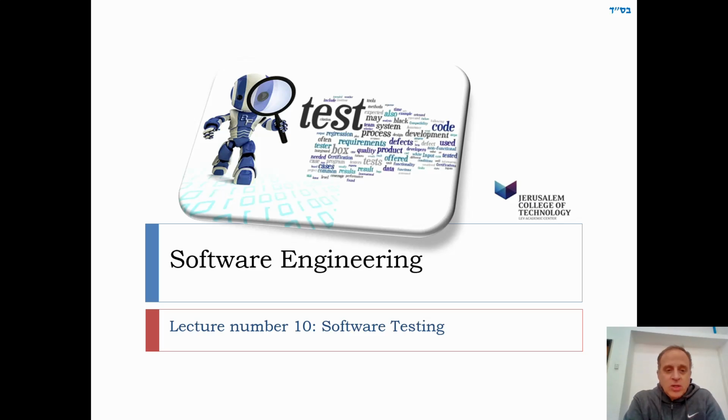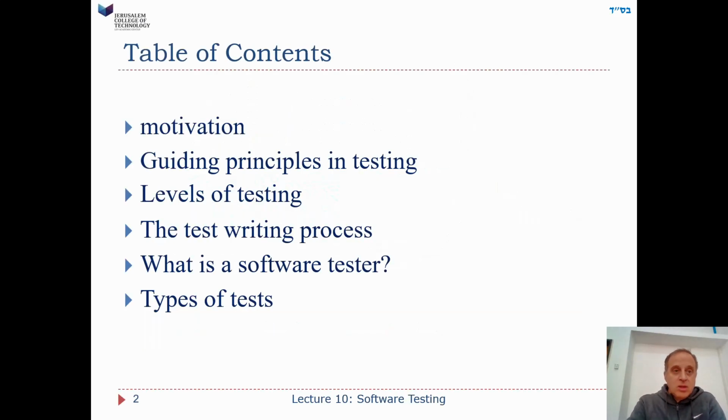Welcome to Software Engineering. This is lecture number 10, Software Testing. Today we're going to talk about the motivation, why we want to do testing, what are some of the guiding principles, what are the different levels of testing, the test writing process, how we write the tests, and what is a software tester and the different types of tests.